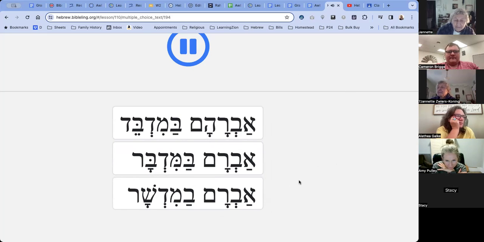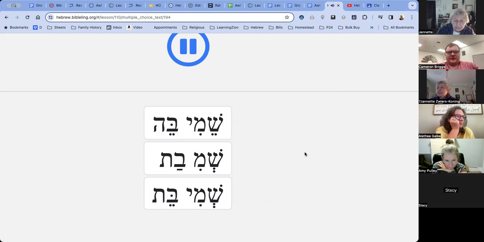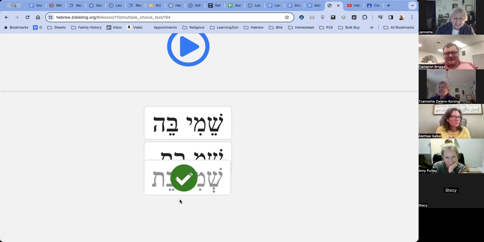Avraham bamidbar. The middle one. Shemi bayit. The top one. Bottom. Bet. Never mind. It's hard to do it really. Yeah, the bottom one. She's correct, because I was like the bottom one, and then oh yeah, the T.